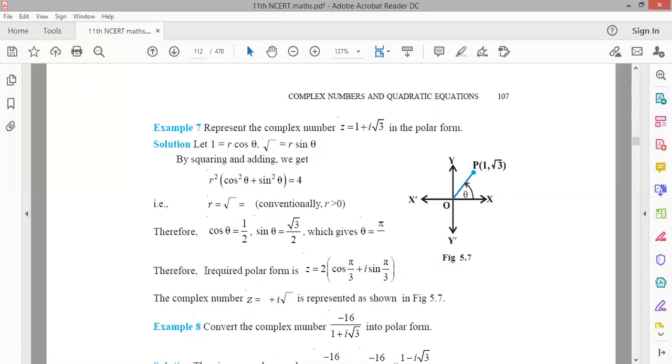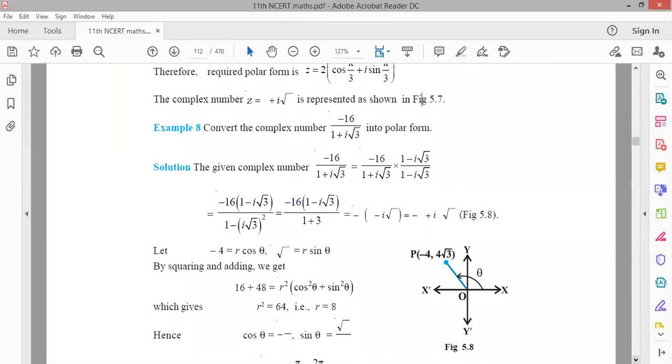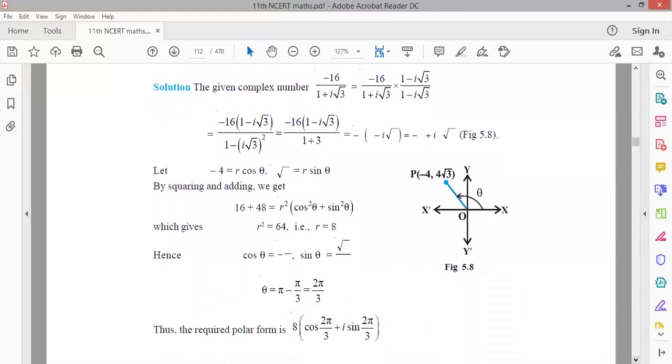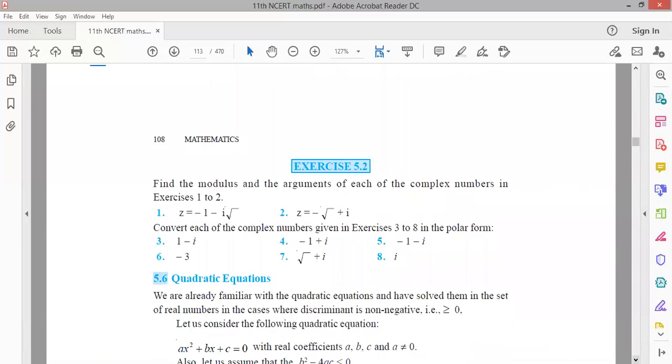So the required polar form is, here is the value of R, and here is the value of theta, so it's R times cos theta plus i sin theta. Okay, so this is the polar representation of the given complex number. On the same lines, we can write this. First of all, we have to change it into the standard form, as in the previous exercise. After that, we will change it into the polar representation. So this way we can solve these questions.